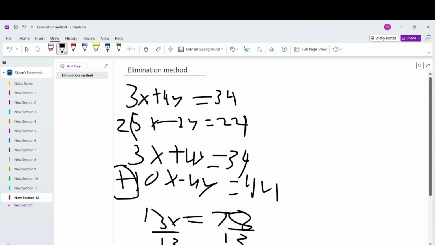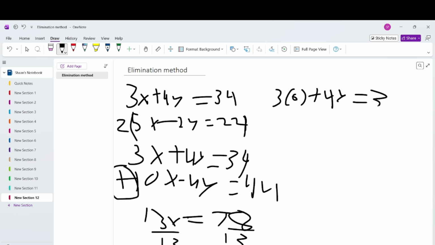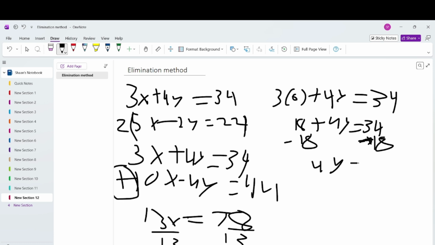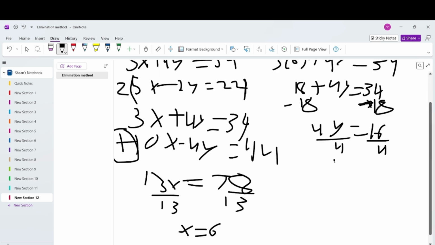Now let's plug x is equal to 6 into our top equation. So we have 3 times 6 plus 4y equal to 34. 3 times 6 is 18, so 18 plus 4y equal to 34. Subtract 18 from both sides. Sorry, it looks like plus, but we're subtracting 18. So 4y is equal to 34 minus 18, which is equal to 16. Divide by 4, y is equal to 4. So we have x is equal to 6 and y is equal to 4.